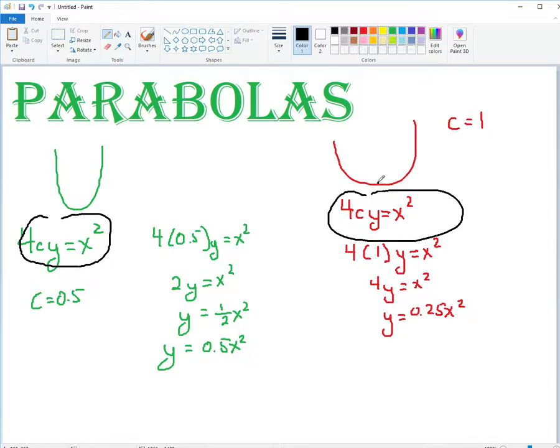If you know the distance from the vertex to your focal point as your C, you can figure out the equation of a parabola. I hope this explained it a little bit better than what we were trying to look at last class.